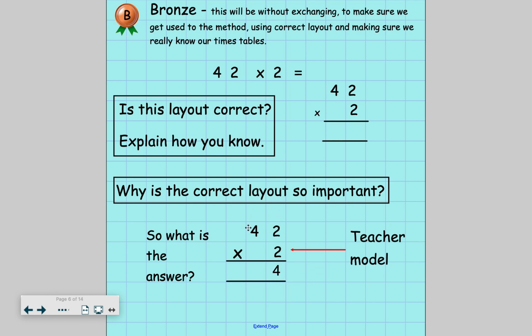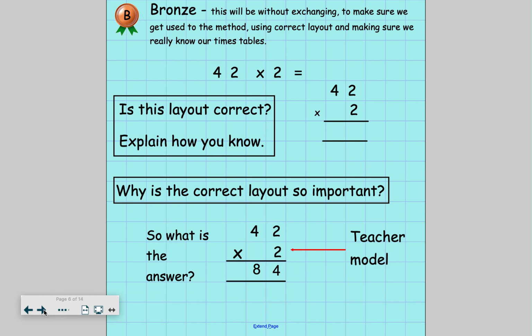Now, for the tens, you do the same job. You always come back to here because this is our multiplier. So 4 times 2 is 8. Well done. So that's how you use the column method to multiply. Simple, isn't it? So our answer to 42 times 2 is 84.